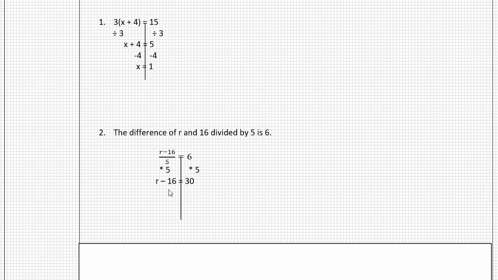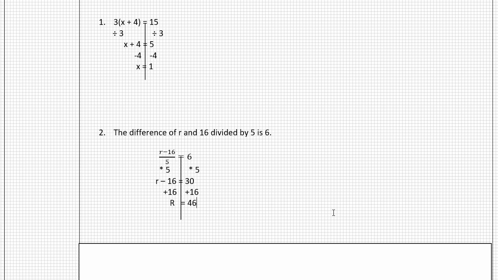And what is our final step? Well, you said add 16 to both sides. I would agree with you, so let's go ahead and do that. And if we do so, this subtract 16 with the added 16 is going to cancel out like a zero pair. And on the left, we're going to be left with the value r, which is equal to, on the right, 30 plus 16 is 46. So the difference of r and 16 divided by 5 is equal to 6. When we solve that out, we find that that value of r is 46.